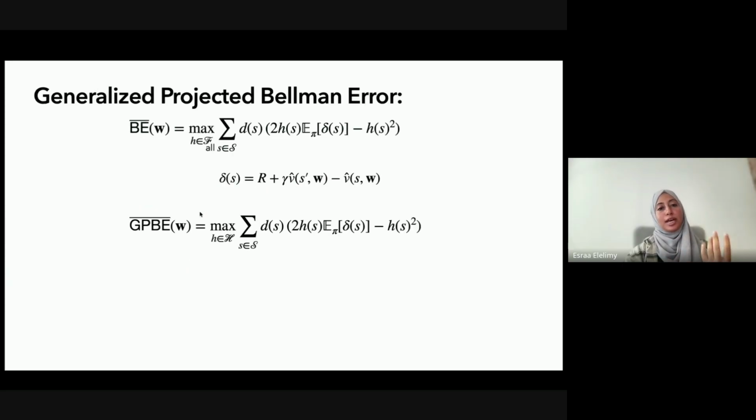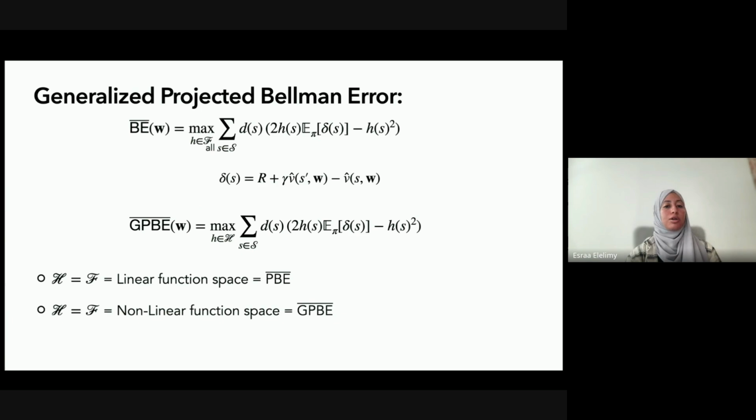Now that h is a function, it could be any function, right? And some of those functions might be outside of the function class I can represent. So we will just restrict h to be within a specific function class. Maybe I use a neural network to learn h, then my function class is the function space that can be represented by this neural network. Depending on the choice, if I choose h to be a linear function space, we can recover all the gradient TD methods. And if we use h in a nonlinear function space, we don't have a problem.